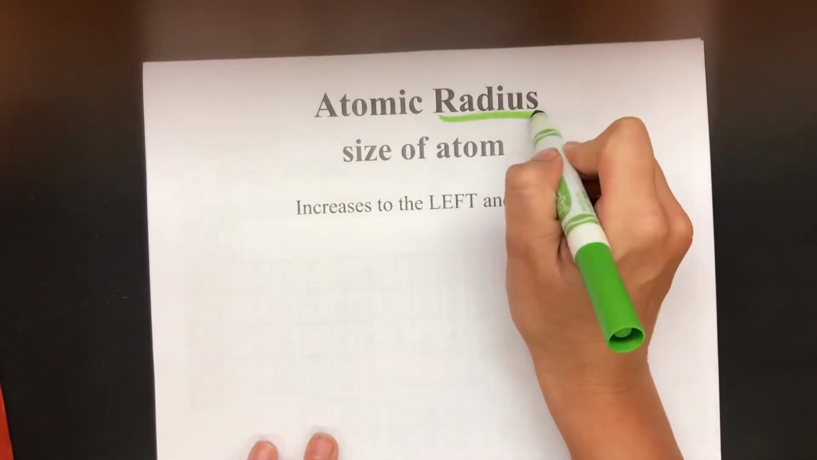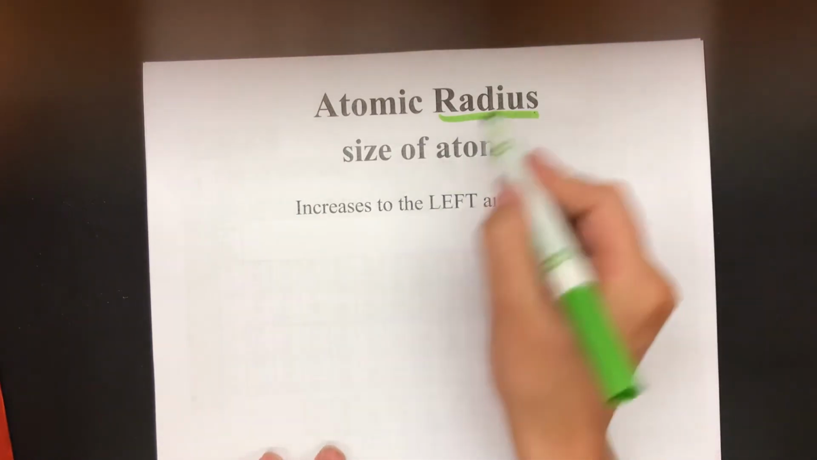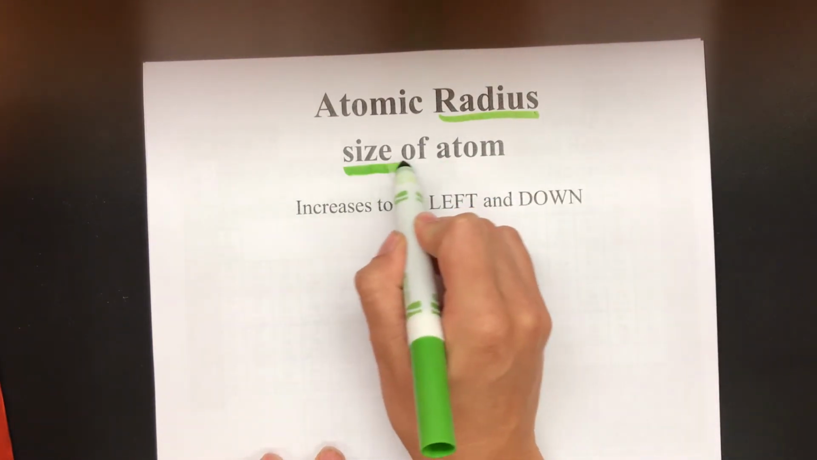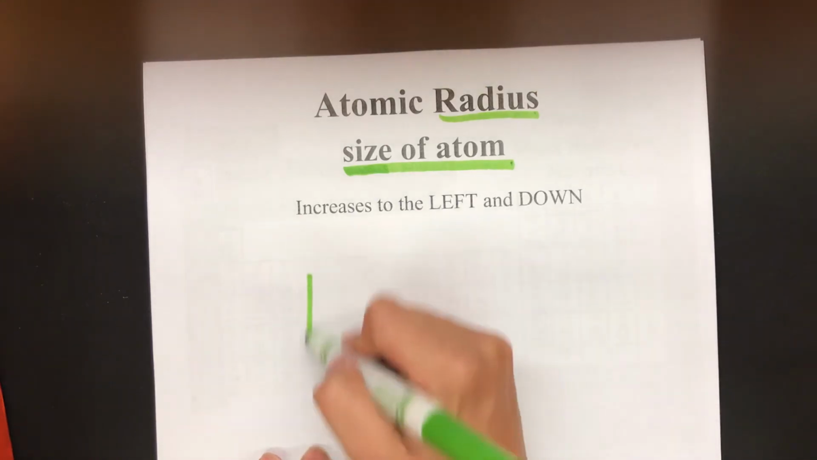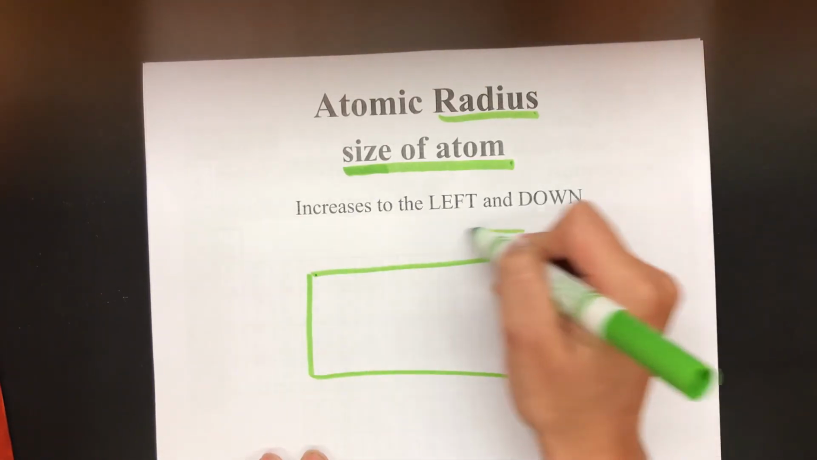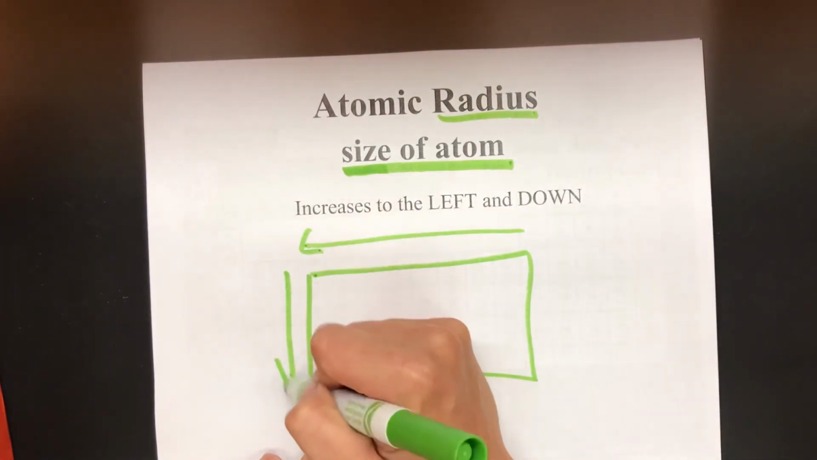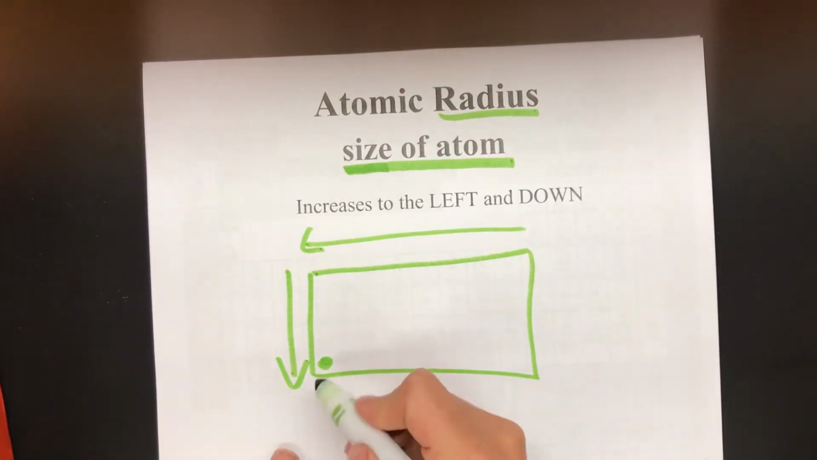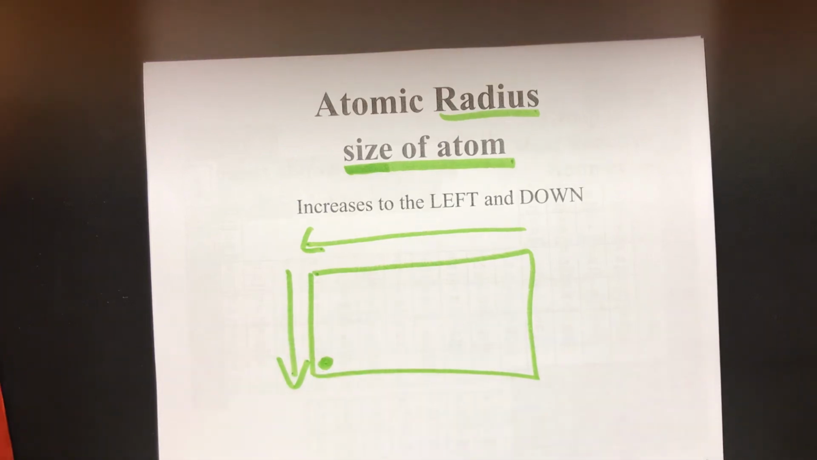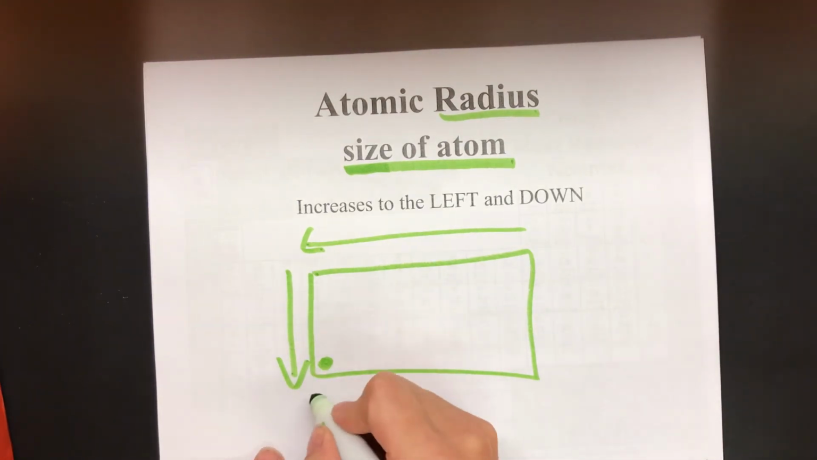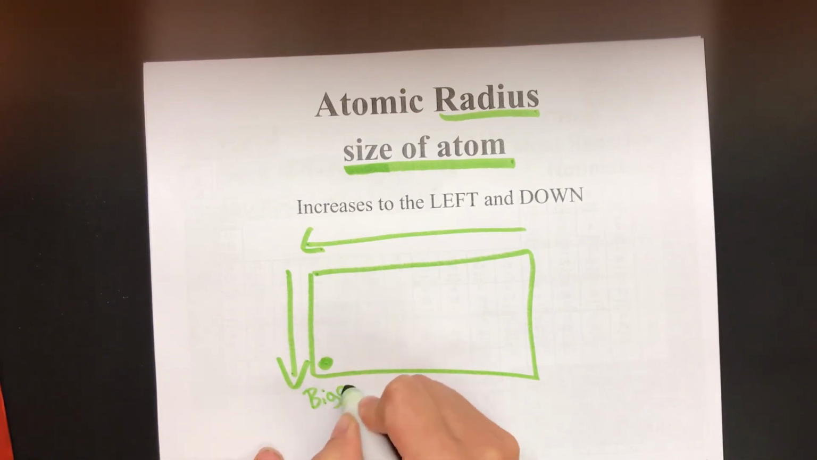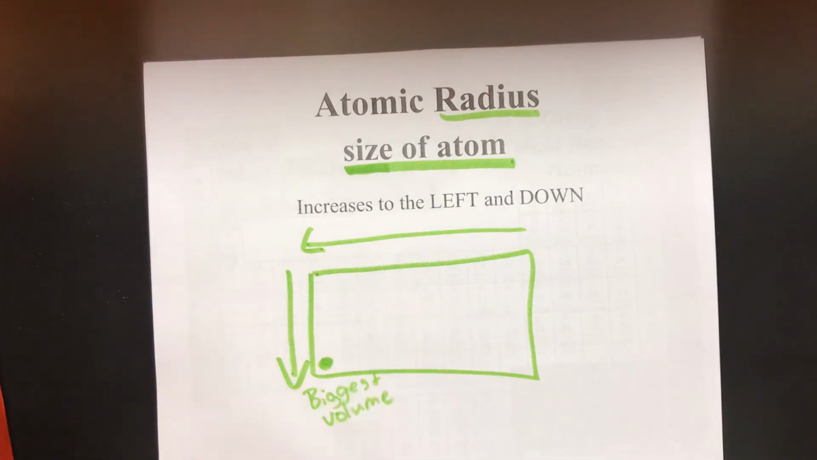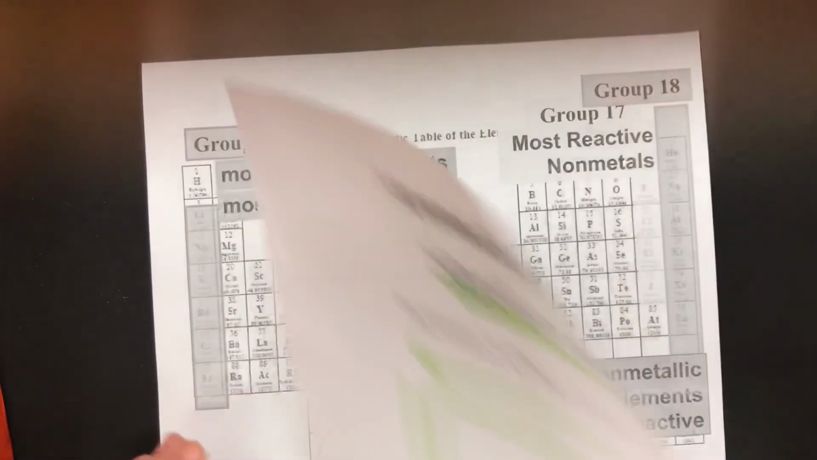Atomic radius. Radius should be obvious. We talked about it in math. Radius is the size of a circle, so atomic radius is the size of an atom. Now this is the one that's completely backwards. It actually increases left and down. Okay, so this atom is the biggest atom when it comes to volume. When it comes to volume, it has the largest radius.